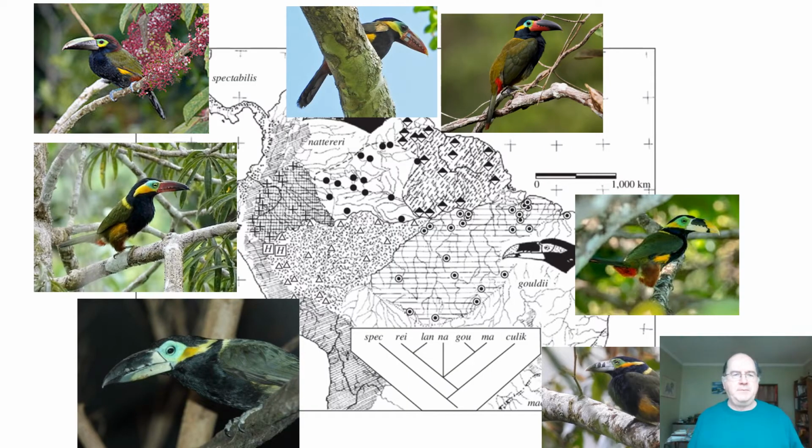Another example, now this is a classic example of allopatric speciation. Not this particular set of toucanets, but the idea, one of the questions was, why are the tropical regions of the world so rich in species, have so many more species within the same sort of geographical area than you find in the temperate zones?